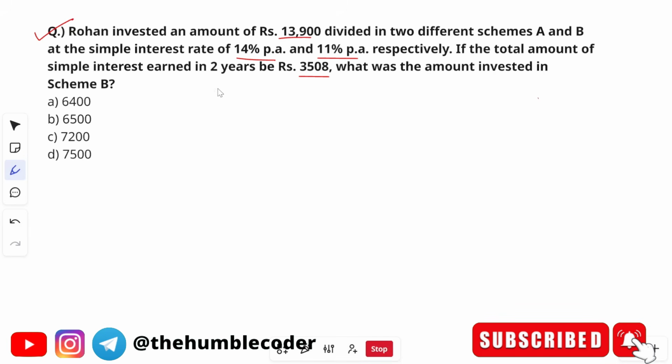See, we are told that Rohan has invested a particular amount in two different schemes, scheme A and B, and we are clearly told that simple interest of scheme A and simple interest for scheme B is equal to the total simple interest, obviously. So here, if you read, the total amount of simple interest earned in 2 years is 3,508, which means the total simple interest value is already given to me. Now I have to substitute the values over here.